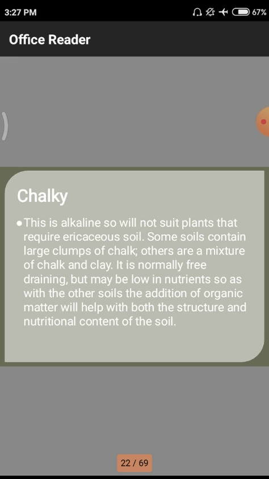Those having calcium as a main constituent and other calcium compounds, that means carbonates, hydroxides and peroxides. Others are a mixture of chalk and clay. It is normally free draining, that means they have a free drainage property, water will flow easily. And next, it may be low in nutrients, that means there are no nutrients.